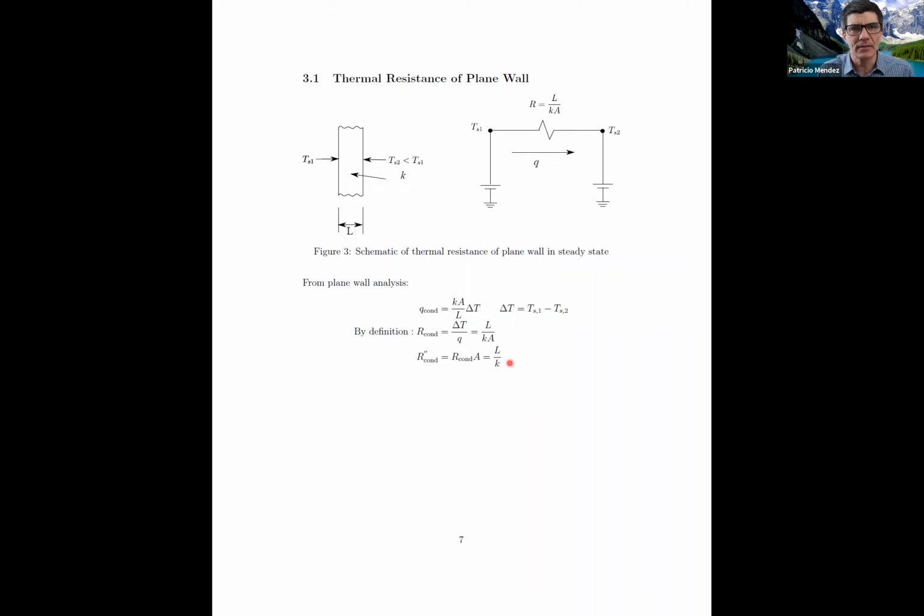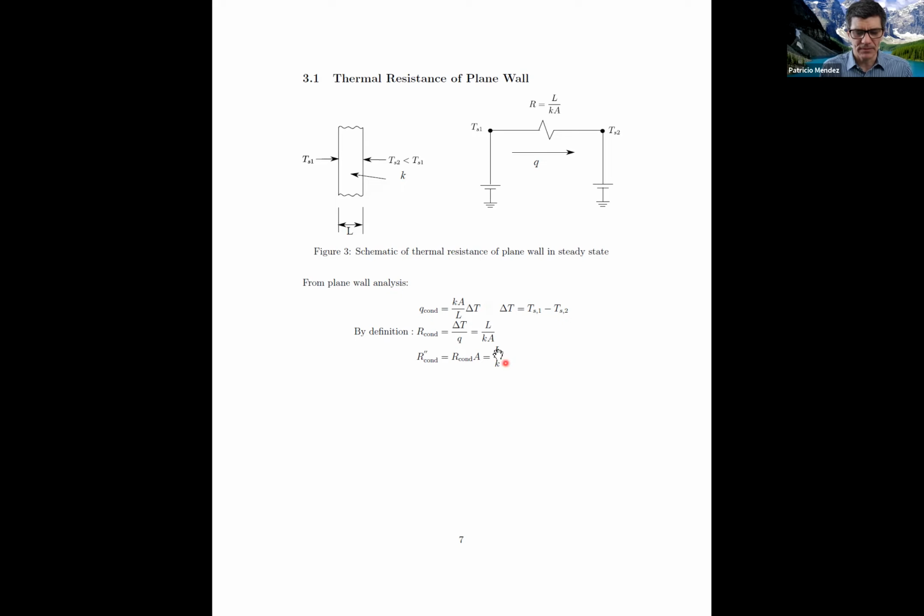And why is this good? Well, this is a useful concept because it doesn't depend on the size of the wall. So if I have a bigger or a smaller wall, I would account for the size with the area, but the properties of the wall in itself are taken care of in the resistance per unit area.